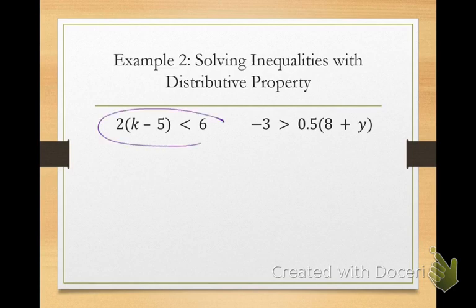Okay, so I distribute. Jack, what did you get when you distributed? On the first one. First one up here. 2k minus 10 less than 6. Very good. I think I have the answer for the second. Okay, good. Not yet.